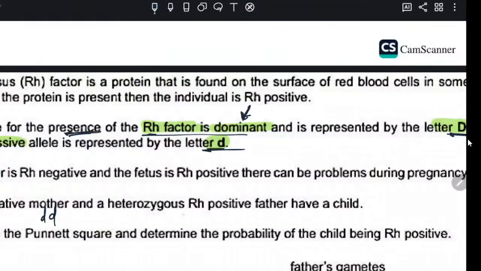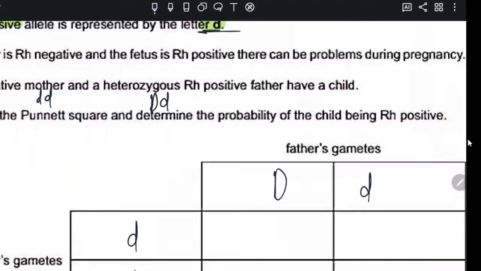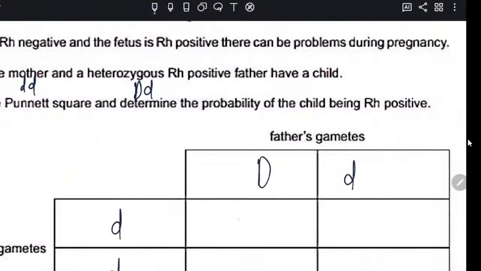But the dad is heterozygous, so he is big D and small d. So we put that. The father is big D, small d. The mom is lowercase d and lowercase d. Then you cross them. Capital D for dad meets the lowercase d for mom. It'll be capital D, small d. Then small d meets another small d. It'll be small d, small d. A capital D meets a lowercase d. It'll be capital D and small d. Then a lowercase d meets the other lowercase d. It'll be lowercase d, lowercase d.